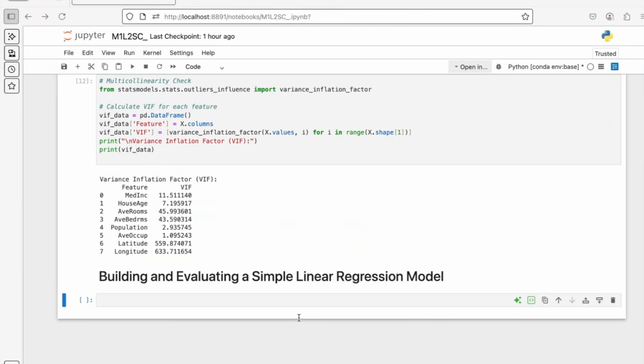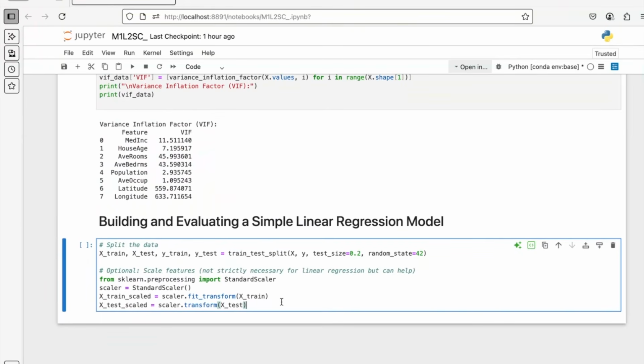Welcome back. In our previous video, we explored the California housing dataset and prepared our data for modeling. Now we'll implement our linear regression model to predict house prices, evaluate its performance, and then interpret the results in a real-world context. So first, we're going to prepare our data for modeling.